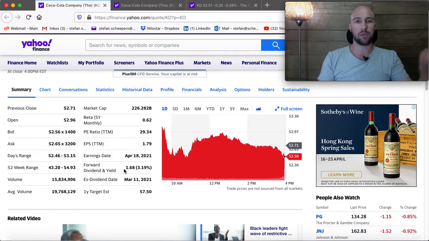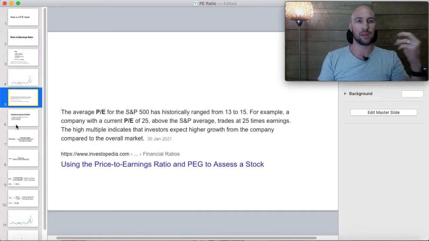Now, to work out the PE ratio for yourself, let's say you want to do it without the help of all these sites, you will need 3 different numbers.